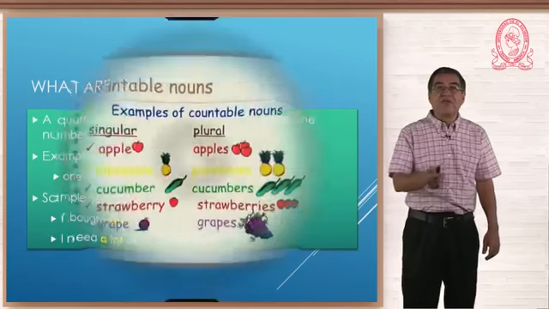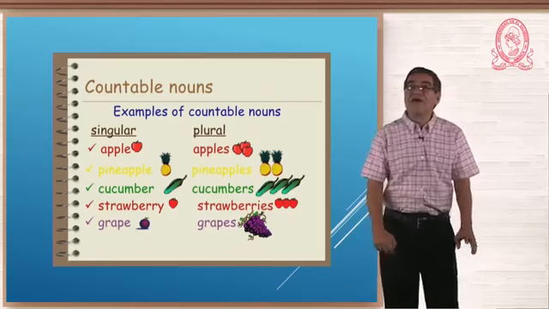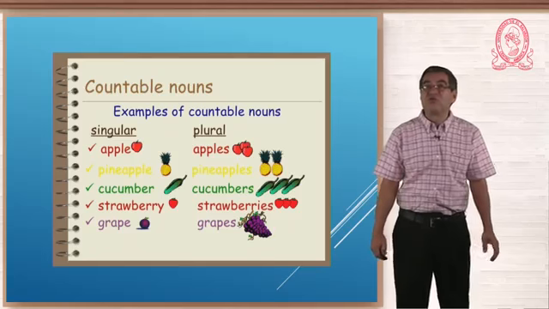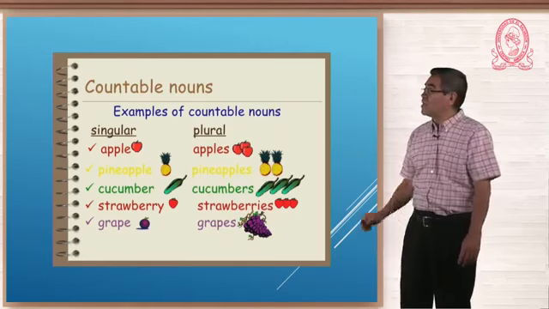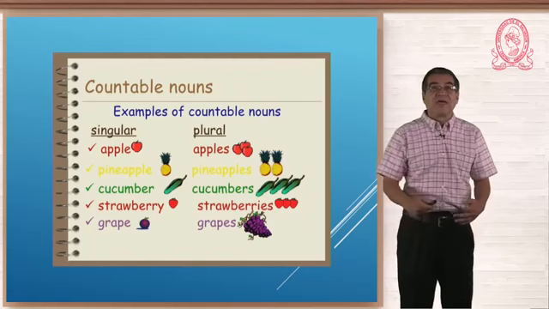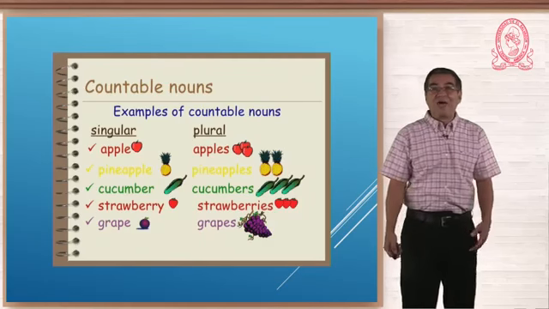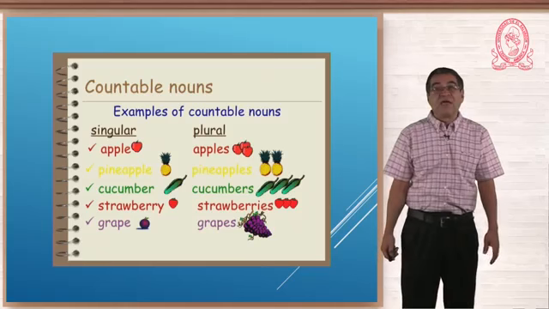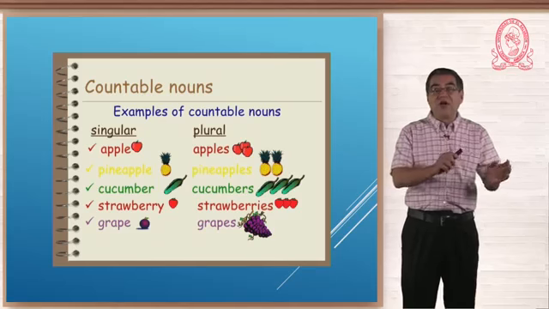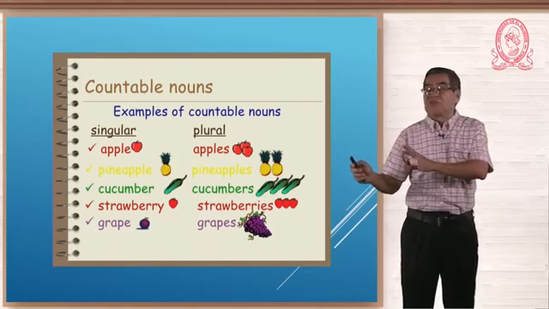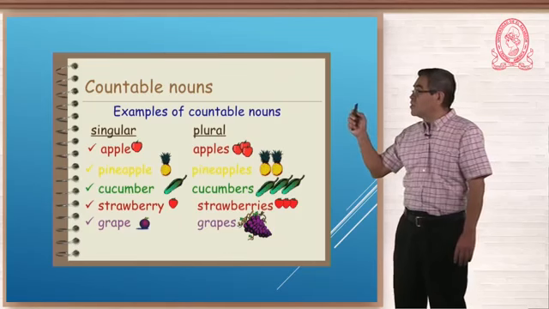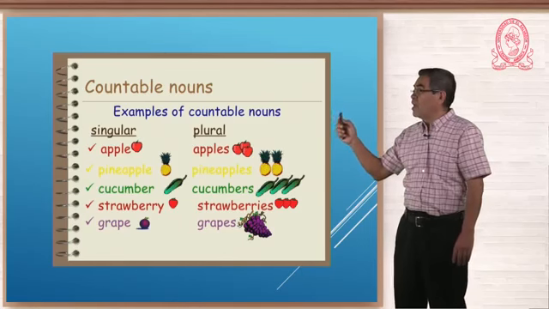Now, let us continue. Let us define something else. It is something that you have studied before, but it is important for you to remember. Countable nouns. What are countable nouns? They are nouns that can be counted. And since you can count them, it is possible to have the singular and also the plural form. So you can talk about one apple, or you can talk about two or three or four apples.